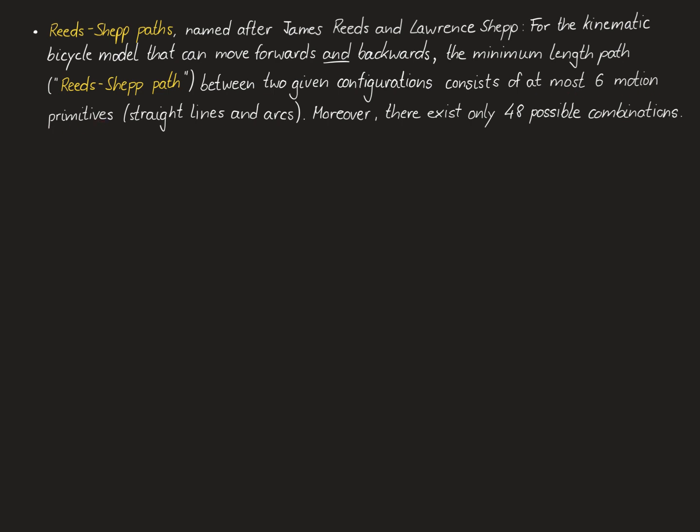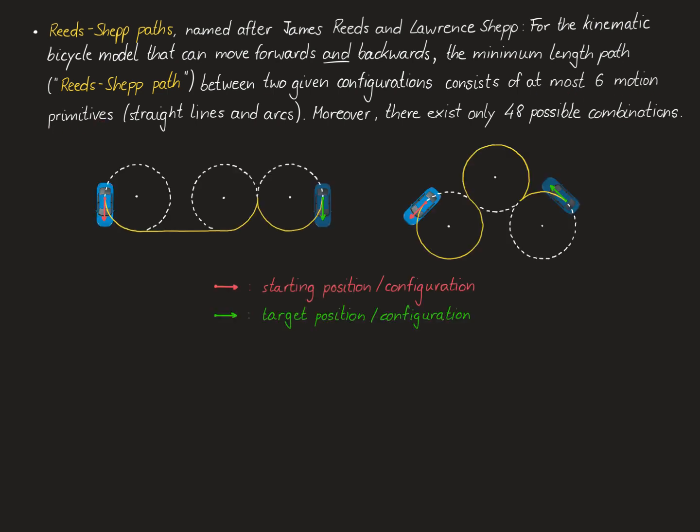Again, let's look at examples of two specific scenarios where we want the vehicle to move from an initial configuration shown with a red arrow to a target configuration shown with a green arrow. As before, the white dashed circles indicate a turning maneuver of the vehicle with the minimum possible radius. The yellow lines now indicate the corresponding Reeds-Shepp path.